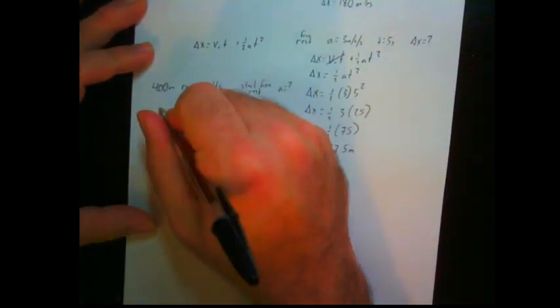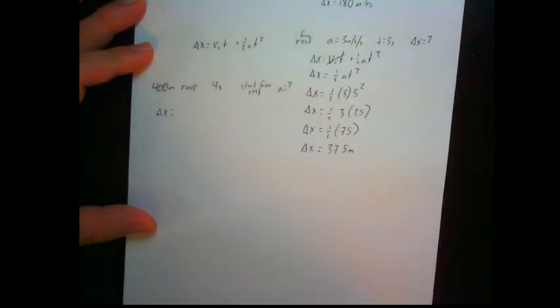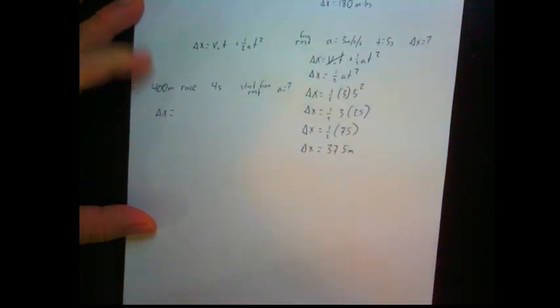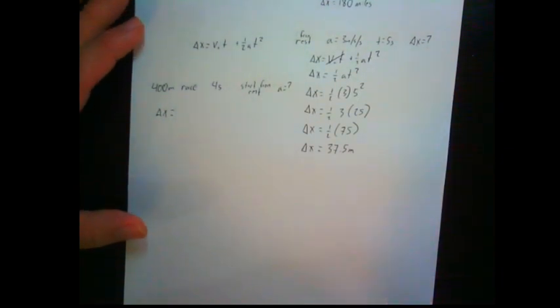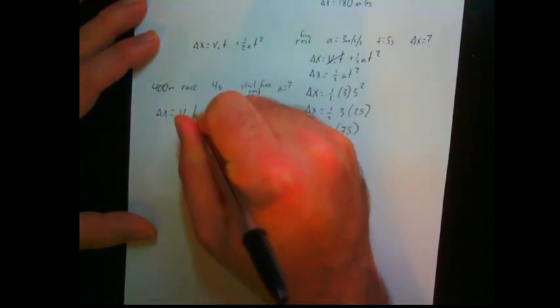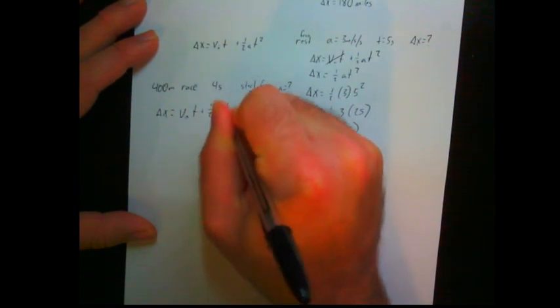So let's use our equation. How do we know to use this equation? Because we have delta x here and we're looking for acceleration. This is the only formula that relates delta x and acceleration that we've used so far. There's one more that we'll look at in a little bit. So delta x equals VIT plus 1/2 AT squared.